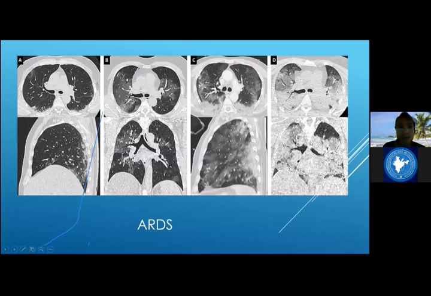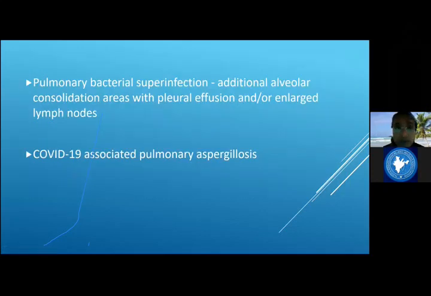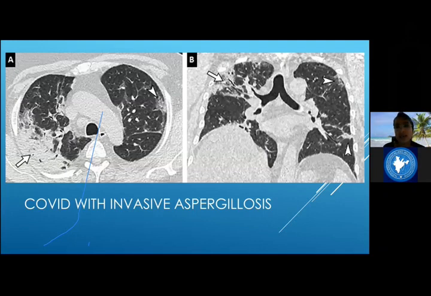And other complications, I already told, is pulmonary bacterial superinfection. We have to suspect bacterial superinfection if we see consolidation with cavitation or with pleural effusion or with enlarged lymph nodes. And another complication is COVID-19 associated pulmonary aspergillosis, which is also a documented complication. But imaging wise, it is very difficult to differentiate COVID-19 pneumonia from invasive aspergillosis. We have to actually go with the endotracheal swabs for further diagnosis.